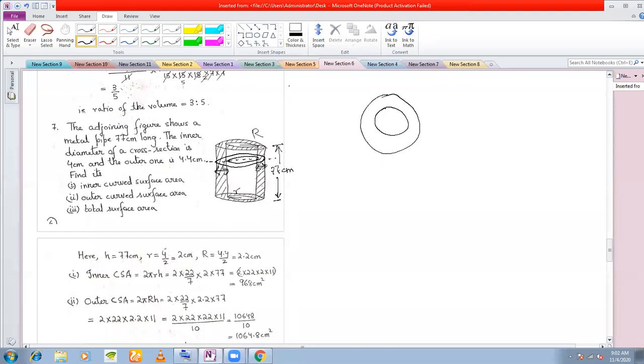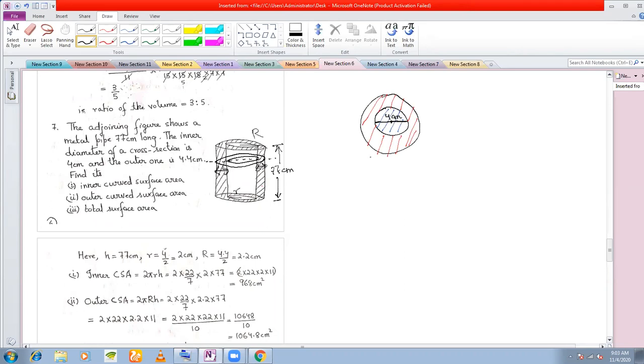This is your material here. The shaded part will be your material, and this inner circle will be your hollow. This blue is your hollow part. So when you cut it, that is the cross section that you are going to see. The inner diameter of the cross section means this diameter. Inner diameter here is 4 centimeters.